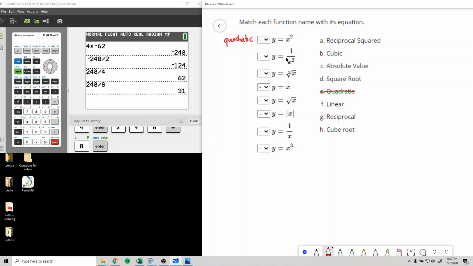Right, the second one, y equals 1 over x squared. Well, when you have x in the denominator, it's the reciprocal because it's like flipping, but the squared part means it's reciprocal squared. So that's going to be choice A, just the way this one's written.